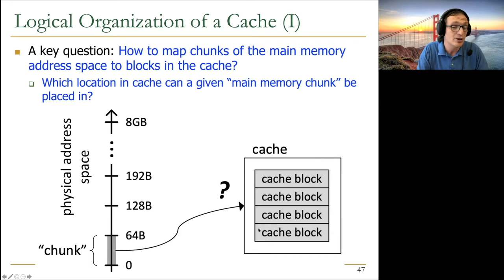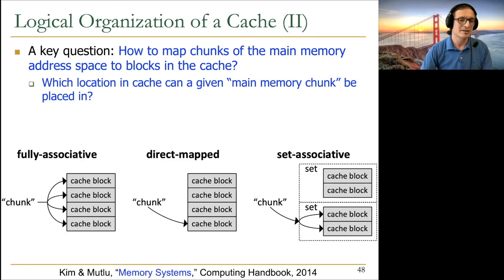But if a chunk can go to any location in the cache, this is called fully associative. So you have full flexibility. But now you have a different choice: which location should you put it in? Okay, so this is a pictorial.